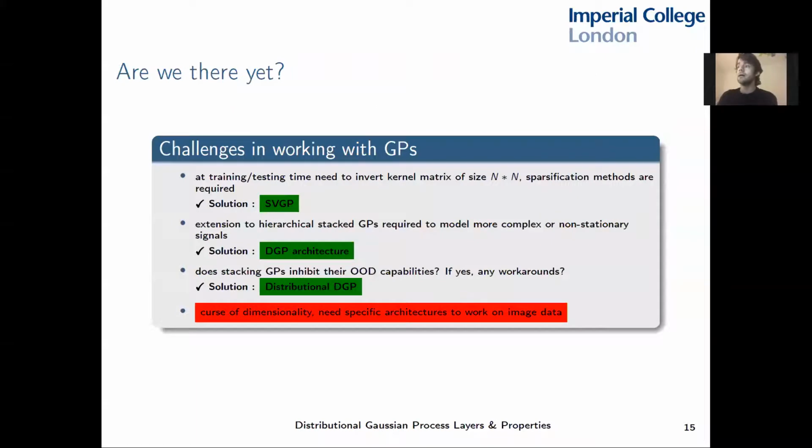So, question: are we there yet? Can we use now what we have learned so far and apply it to image data or 3D medical scans? And the answer is no, not yet, because we still suffer from the curse of dimensionality. Hence, we need a specific architecture to work well in high-dimensional settings. And this is, incidentally, the main point of our paper.